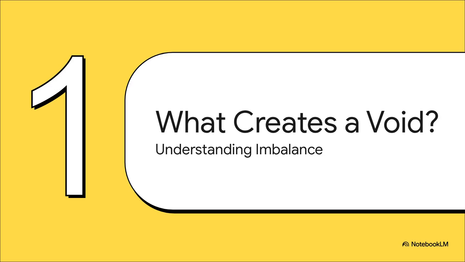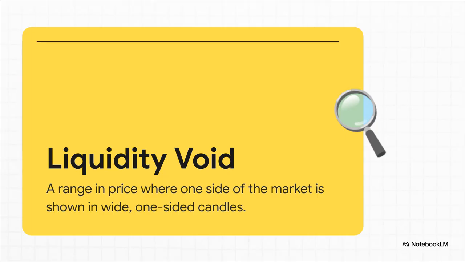The first big question is, what in the world actually creates one of these voids? Well, it all boils down to one thing: a sudden, aggressive imbalance in the market. So, what are we really talking about here? A liquidity void is basically a breakdown in the normal auction process of the market. It's a range on your chart where price moved so incredibly fast in one direction that it left behind this area of, well, inefficient price delivery. Imagine a highway where all the traffic is screaming down the northbound lanes and the southbound lanes are completely empty. That's kind of what this is.